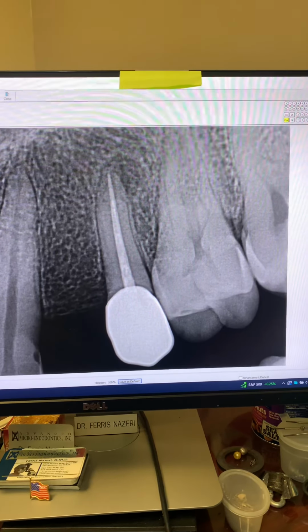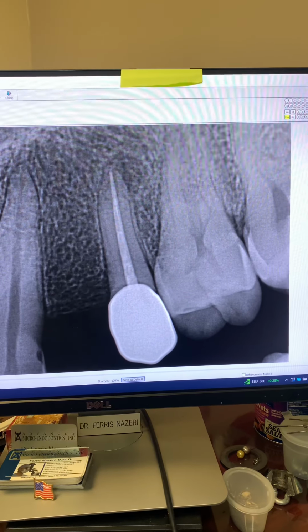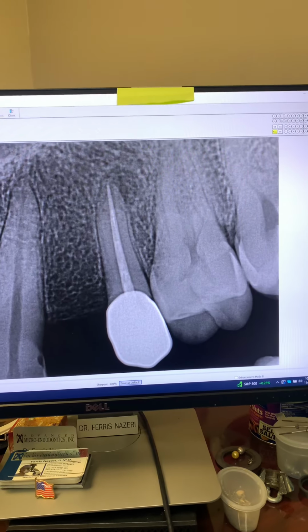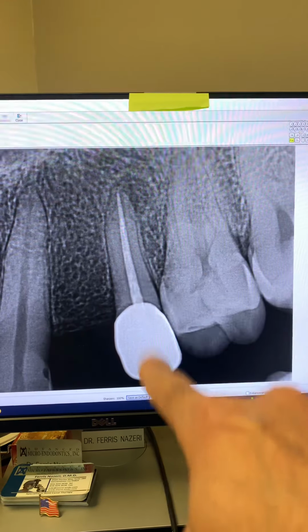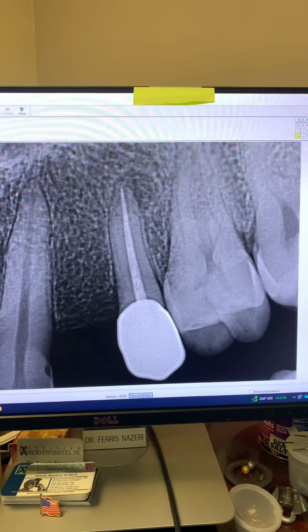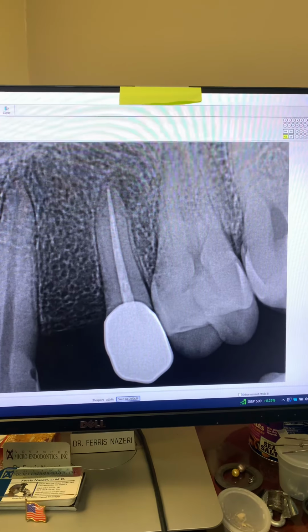Why get a CBCT? Why expose the patient to extra radiation? Also, extra charge. Why do that when one PA is right there? Anyways, it is what it is. Let's not focus on that too much.